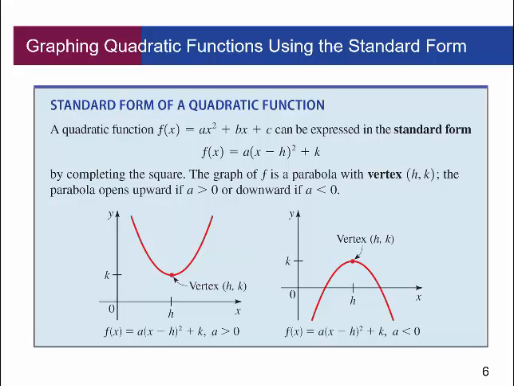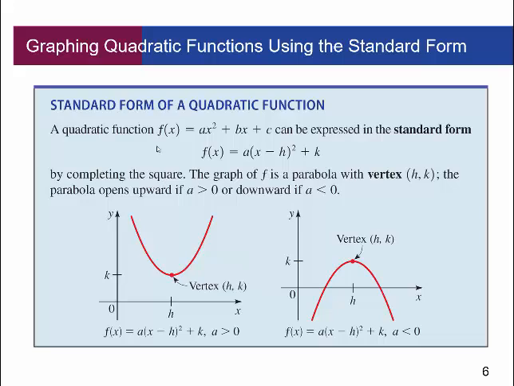So we have this standard form of a quadratic function. In this standard form, what it basically does is it helps us sketch the graph of the quadratic function very easily. So this quadratic function, ax² + bx + c, can be expressed in standard form, and this is what standard form of a quadratic function looks like. It's f(x) = a(x − h)² + k. You get this by completing the square, and I'm going to show you how to do that in an example.